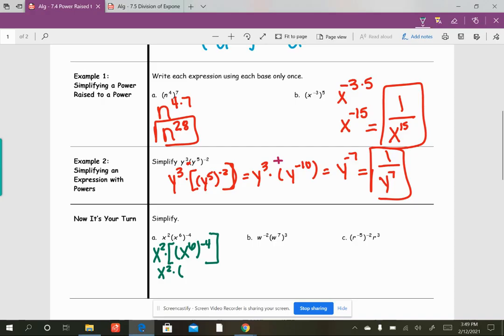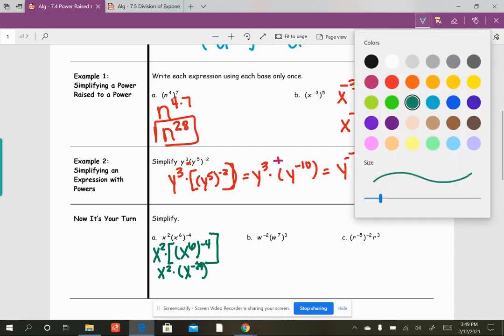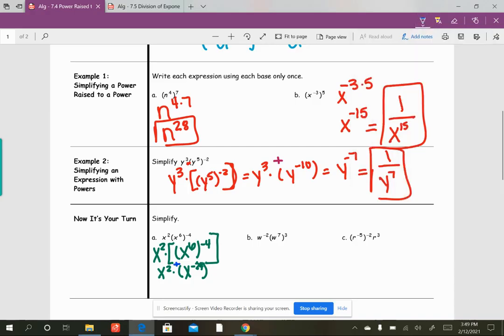Now we look at everything inside the brackets. So we do 6 times -4, and we end up having x to the -24th power. Now we can go back through and add the exponents down here. So 2 plus -24 gives us x to the -22nd power. And we never leave a negative, so that becomes 1 over x to the 22nd power.